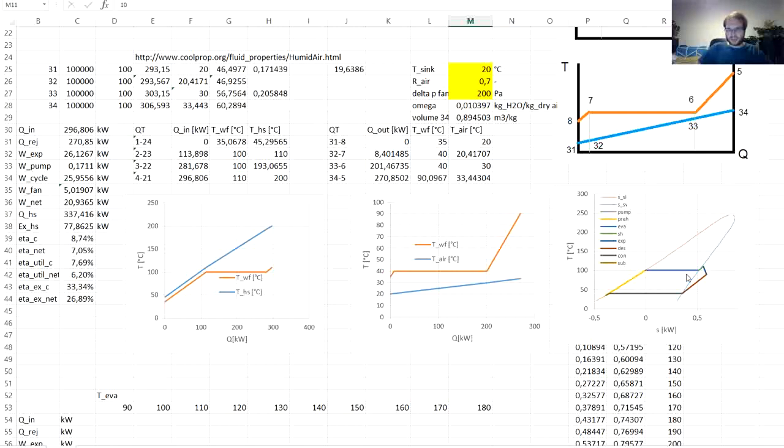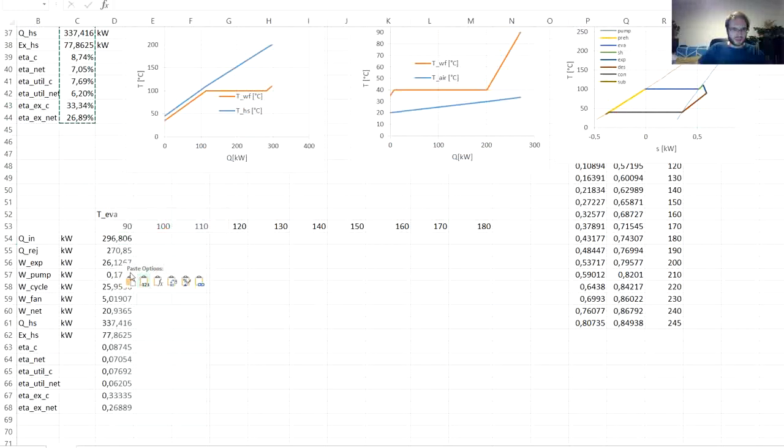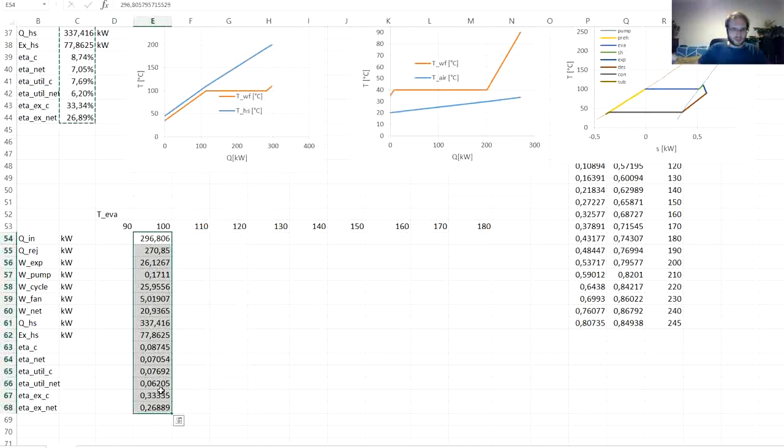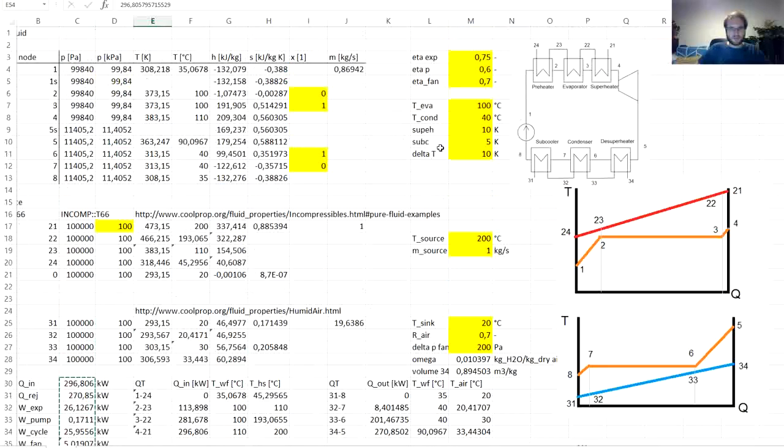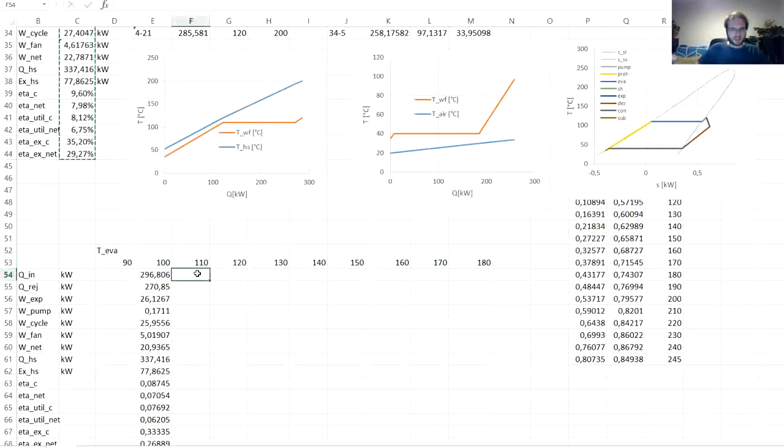Also, you can see the kind of narrower cycle in the TS diagram, and let's get the results for the system, cycle and system, and copy it to 100 degrees C just as values. So now let's increase our temperature step by step and get the values of the cycle and system.